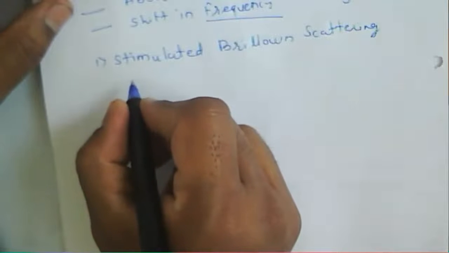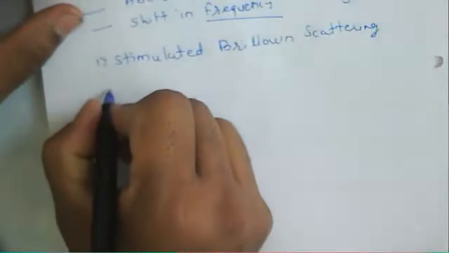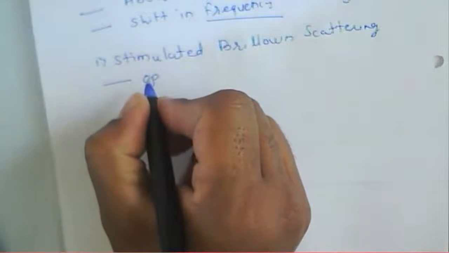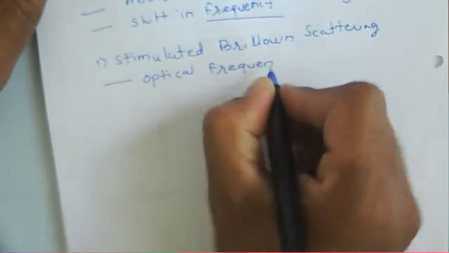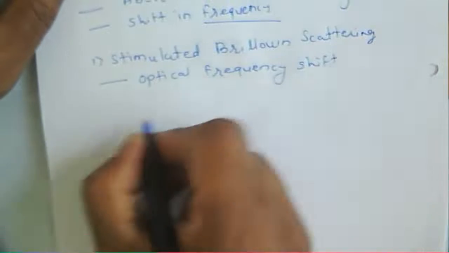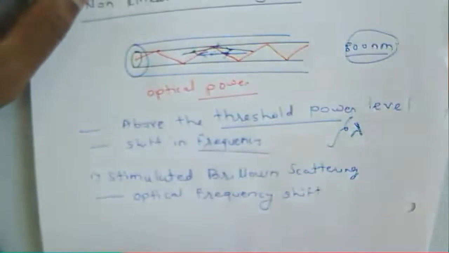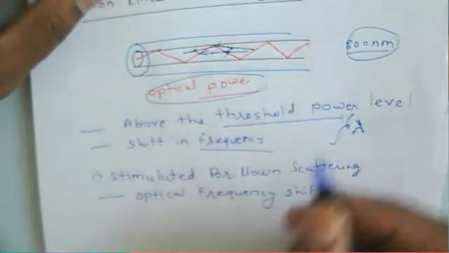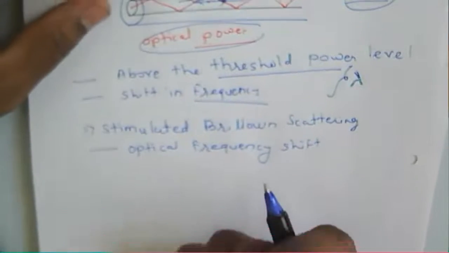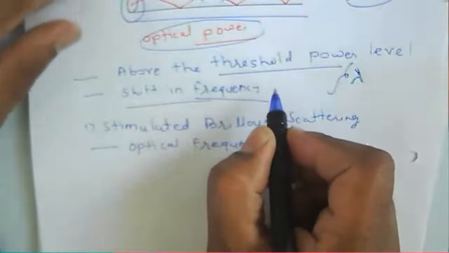Now, in stimulated Brillouin scattering, what happens? There may be an optical frequency shift, and that optical frequency shift varies based on the scattering angle. The rays propagate in the forward or backward direction, so the scattering will take place in the forward or backward direction, because the optical power is above the threshold level, and then there may be a shift in frequency or an attenuation.